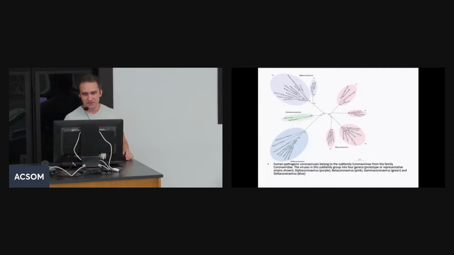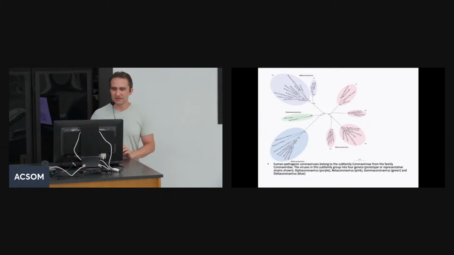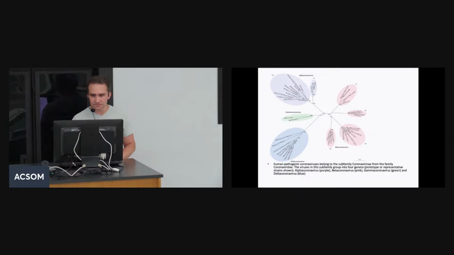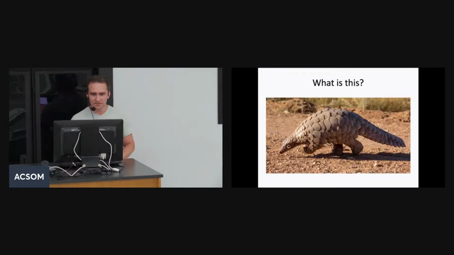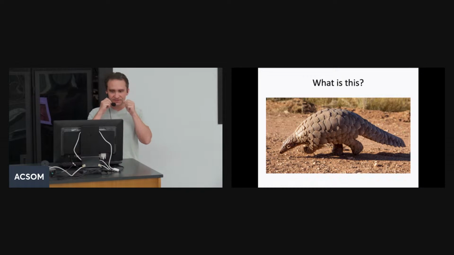You don't have to remember this. Coronaviruses like COVID-19 are beta coronaviruses. This is just the genealogic tree of the coronaviruses and different types. So this is a pangolin, okay? Don't eat them. Try not to interact with them too much because they may give COVID-19, okay?